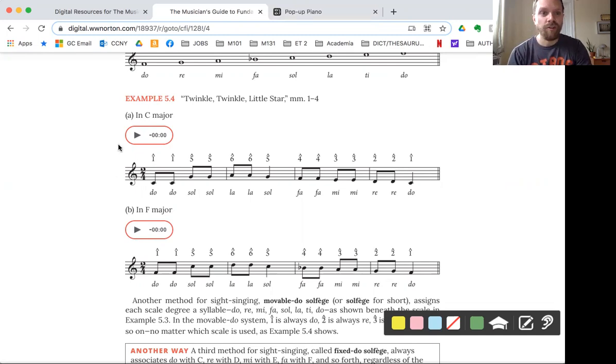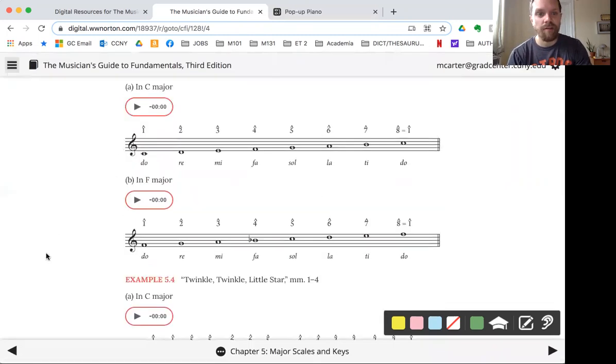Now, just as we took this C major scale and then built an F major scale, I want to really drive home the fact that these two scales are identical in the pattern. The pattern is exactly the same between them. It's just that the pitches are different, right? Instead of starting on C, we start on F. Instead of the second note being D, the second note is G. But both of them are whole, half, whole, half.